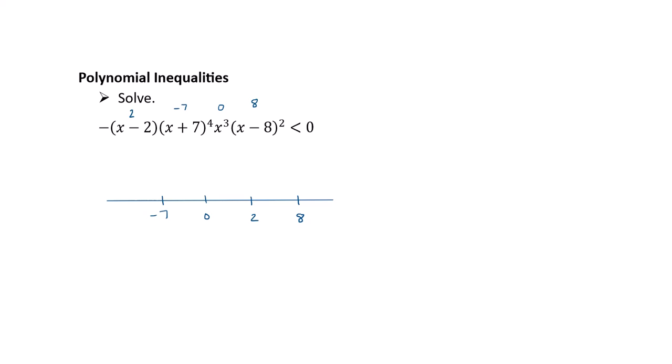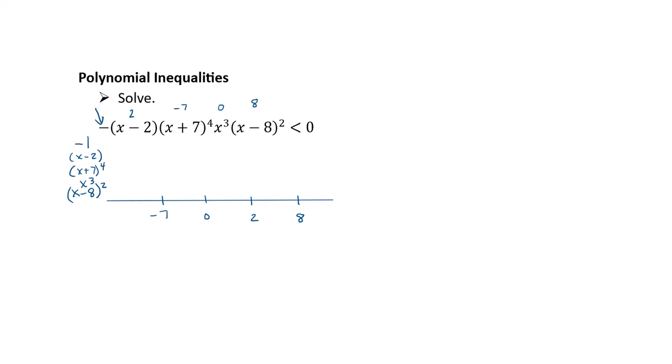And I'm going to go ahead and test. Now this is one of my factors, a -1. Then I have an x minus 2. I have an x plus 7 to the 4th power. I have an x cubed. And I have an x minus 8 quantity squared.